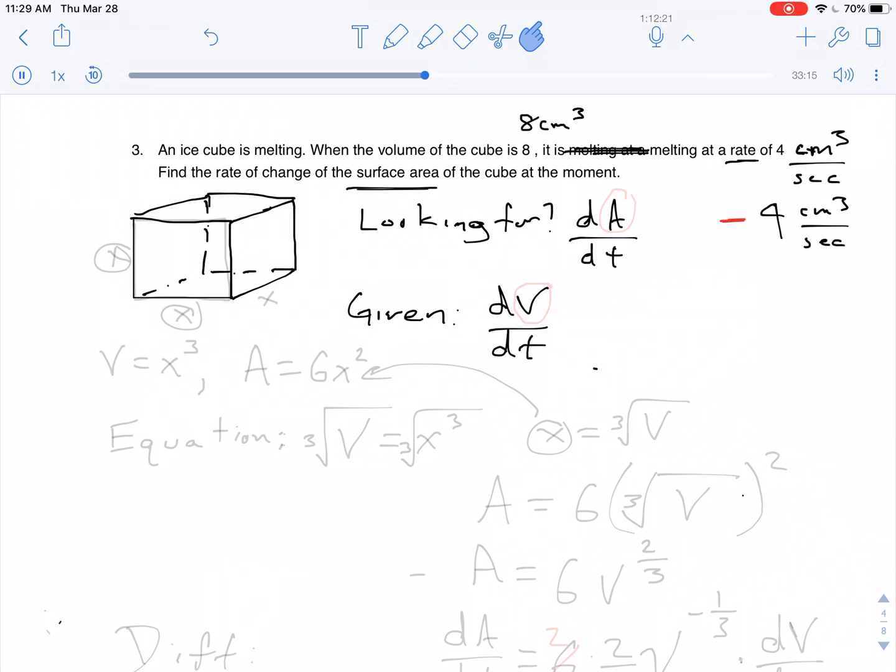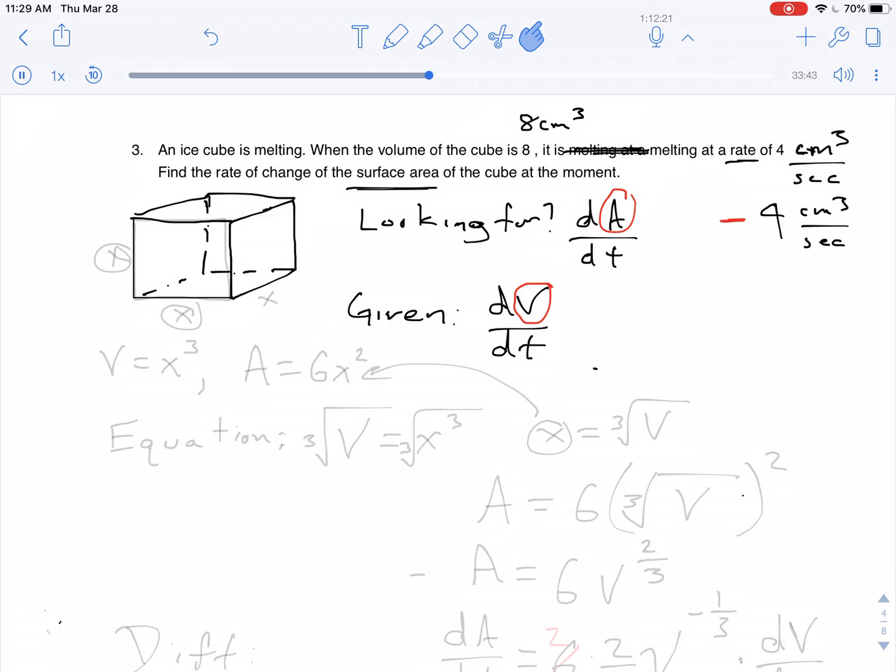Now that we know all that, I need to relate only these two variables. I need to find an equation to relate my volume to my surface area. That is a little strange, so let's go back and think about volume and surface area.